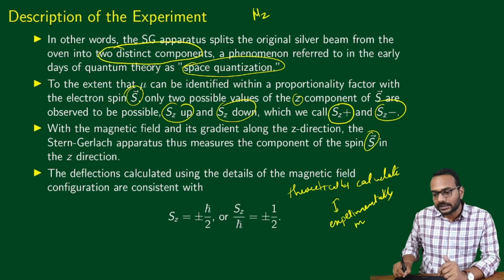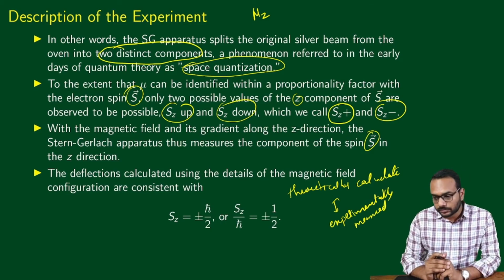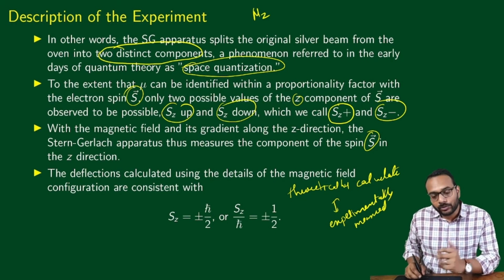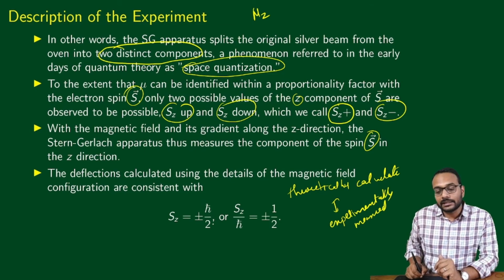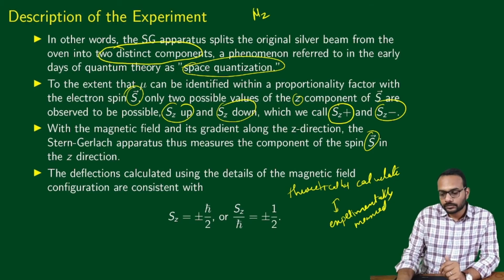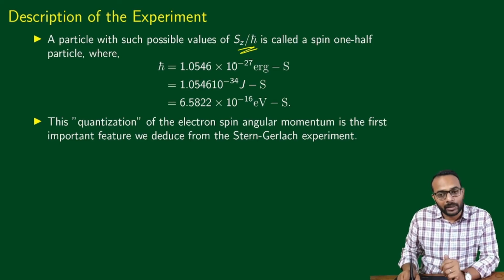Experimentally measured deflection. Experimentally measured values. Now, when you compare these two, you see that they are equal. The theoretically calculated deflection and the experimentally measured deflection are equal if you put Sz is equal to plus or minus h cross divided by 2. So a particle with such possible values of Sz by h cross are called spin half particle, or spin 1/2 particle.